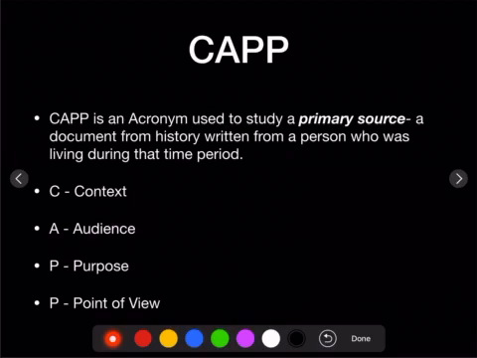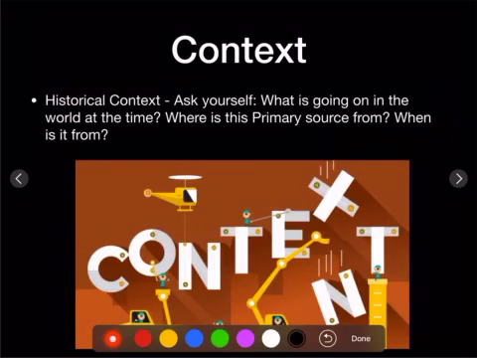You can also have things such as images, political cartoons, and other things that are similar. Paintings could also be primary sources, and even in more modern history, even videos can be. Whenever we look at one of these primary sources, it's important to consider four things: context, audience, purpose, and point of view. The first thing is historical context.